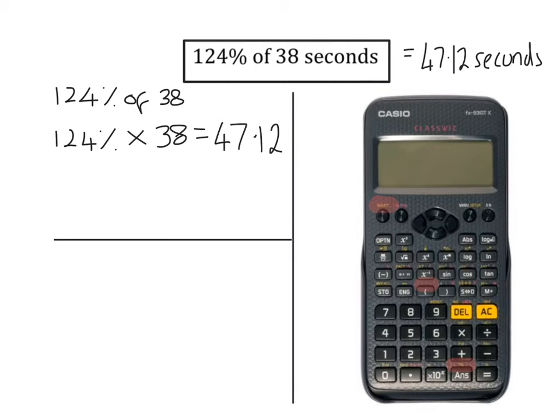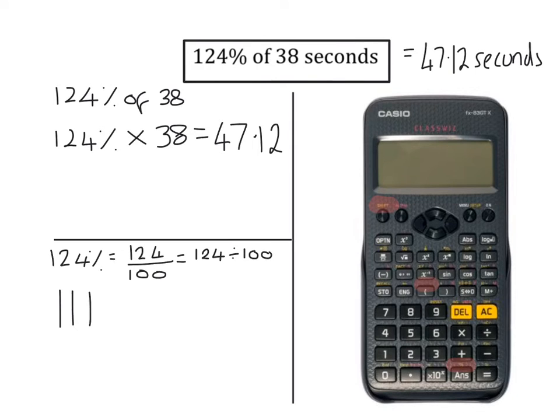Now the other way, which you do need to know because they might ask you about it, especially in multiple choice questions, is by using a multiplier. Now I'm just going to take the 124%, and what I'm going to do is I'm going to change this into a decimal. So we know that 124% is 124 out of 100%. And I know that a fraction is a division, so that means 124 divided by 100.